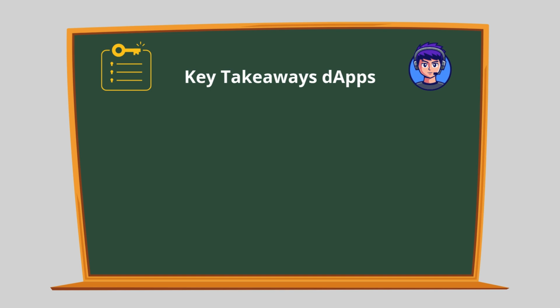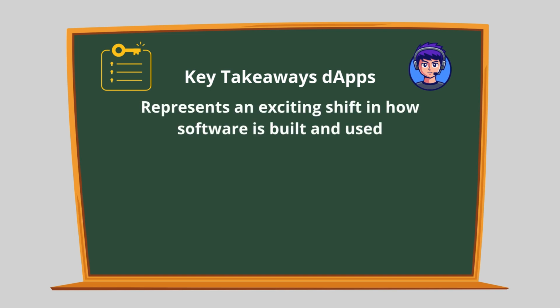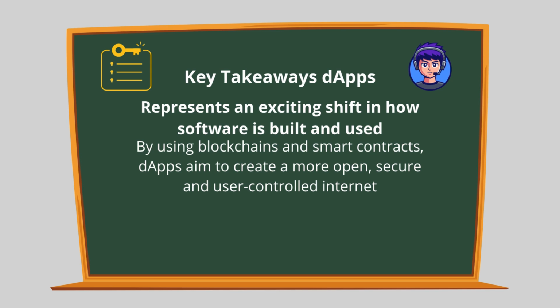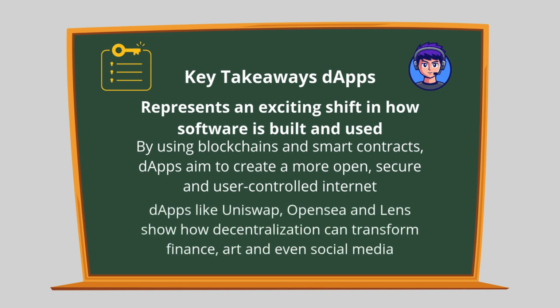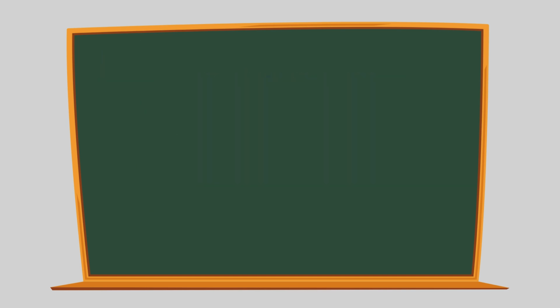dApps represent an exciting shift in how we build and use software. By using blockchains and smart contracts, dApps aim to create a more open, secure, and user-controlled internet. While the technology is still evolving, popular dApps like Uniswap, OpenSea, and Lens show how decentralization can transform finance, art, and even social media. As blockchain adoption grows, dApps could become just as common as traditional apps, offering users more freedom, privacy, and control. That is all for today's video.